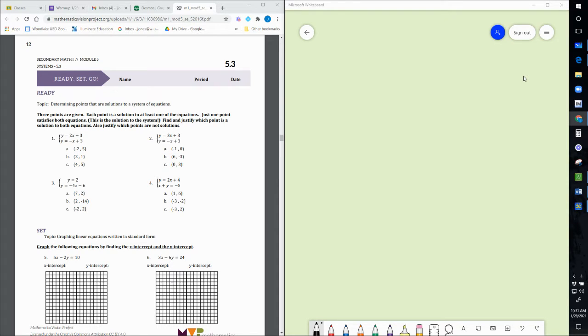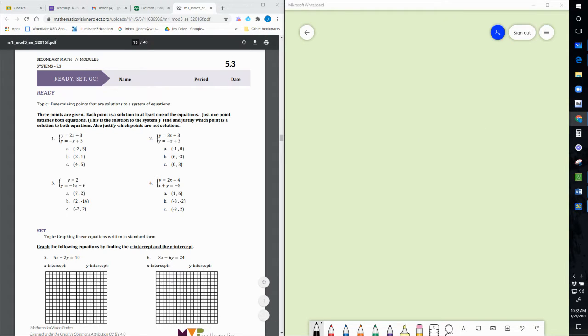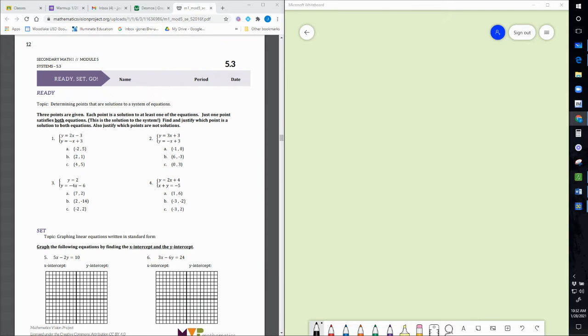Mr. Jones once again. All right, today's going to be Ready, Set, Go 5.3. And guess what? We got a quiz today, too. So, Ready, Set, Go 5.3, I'm going to go over an example from each section. So, the Ready section, determining points that are solutions to a system of equations. That's the topic. So, here we go.